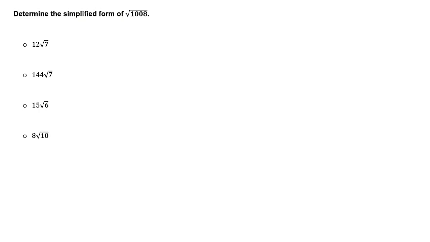Is it 12 root 7, 144 root 7, 15 root 6, or 8 root 10? So basically what we're trying to do in this problem is simplify it. So if we just rewrite this square root of 1008, what we're trying to do is break this apart a little bit into simpler terms. So we're trying to find some things that we can divide it by. So if we give ourselves a nice long square root here so that we can do some stuff in here, what we're trying to do is pull out something that would be a perfect root. So what can we divide 1008 by that would be a perfect root?